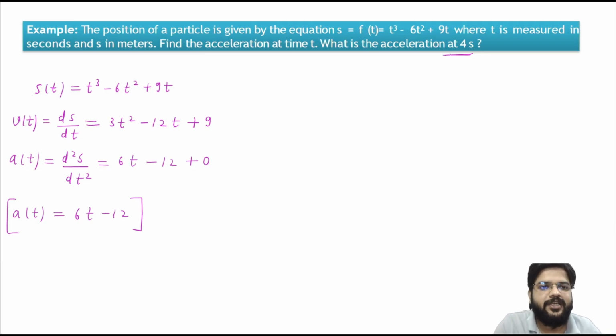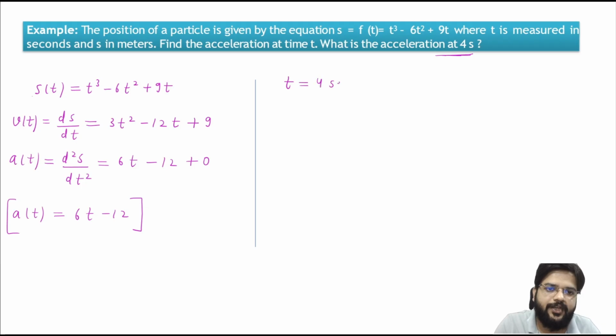Now here we want the acceleration at 4 seconds also, correct. We want the acceleration of this particle at t equal to 4 seconds. So what we need to do here, everyone, is replace t with 4. So the acceleration at 4 seconds can be written as 6, t value is 4 here, minus 12. So 24 minus 12, it is 12 meter per second square. This is the acceleration at 4 seconds.